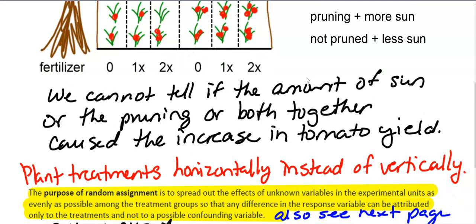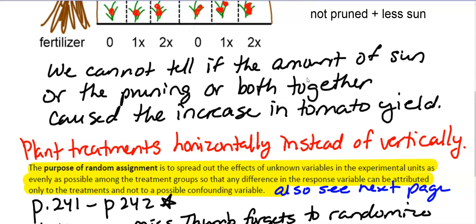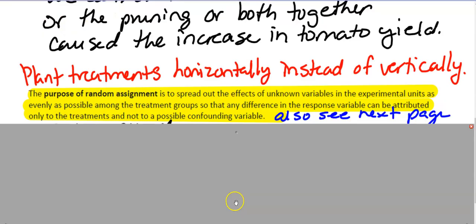The second big idea here, and let me pause for a moment. The second big idea is the purpose of random assignment. Why do we randomly assign experimental units to treatments? And I highlighted this because it is so important.